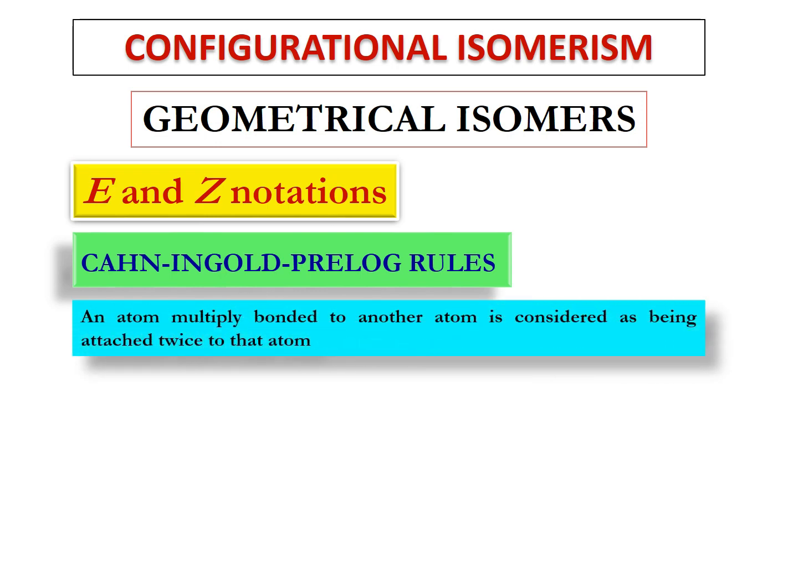Now you may find some atoms which are multiply bonded to an sp2 carbon atom, or the atom next to it. In that case, that multiply bonded atom is considered as being attached twice to that atom. As an example, we'll see this molecule. Here you have a carbon-carbon double bond. This sp2 carbon has a carbonyl group attached to it here, and we have a CH2OH group attached here.